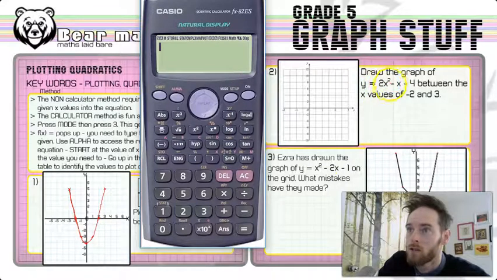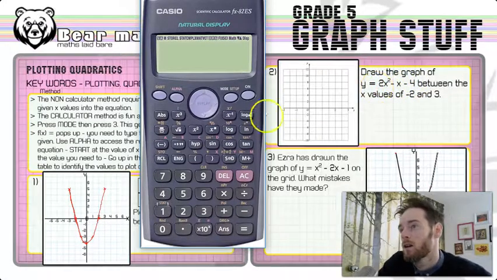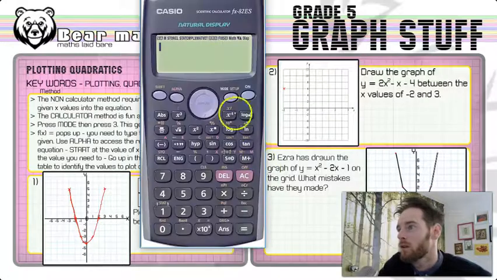Minus 2 squared is 4. 2 times 4 is 8, minus minus 2, so that would be plus 2. So that's 10. And then 10 take away 4 would be 6. Right, there'll be our first value. Plot that up at 6. But I'm not going to do that because I'm going to show you my cool way.